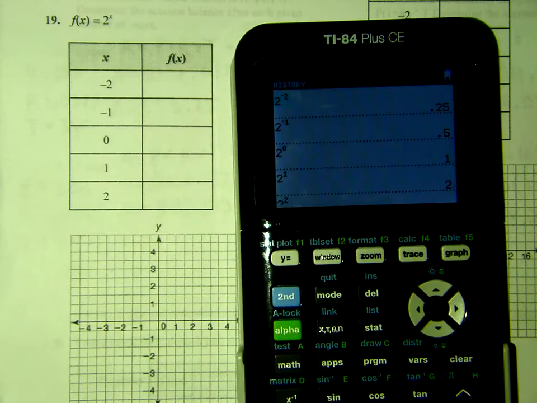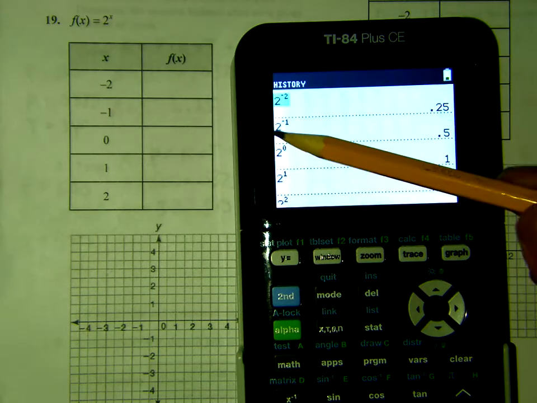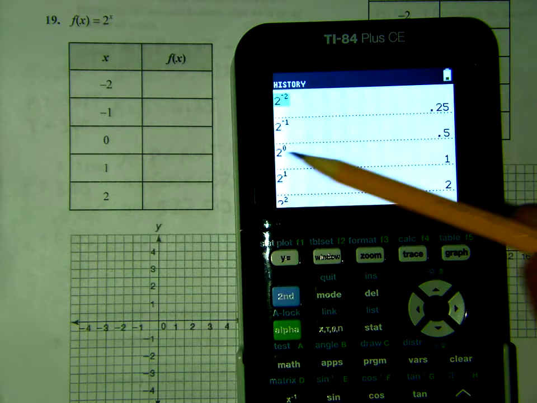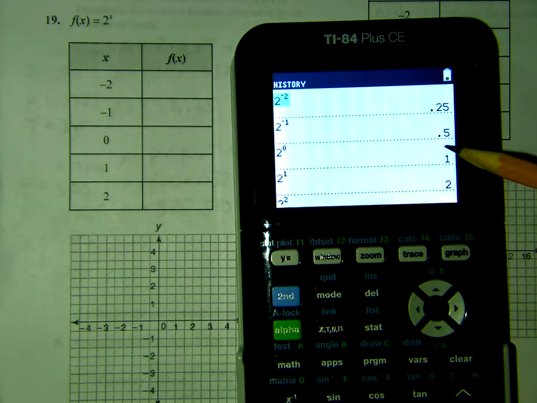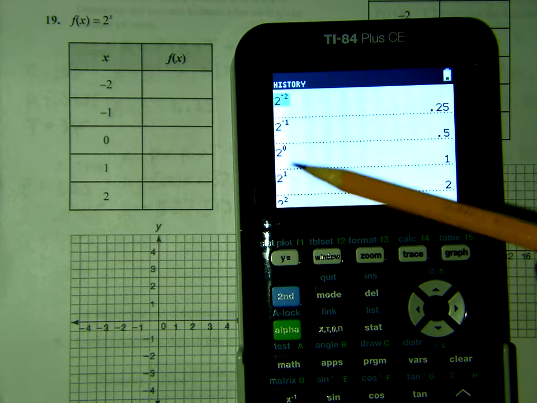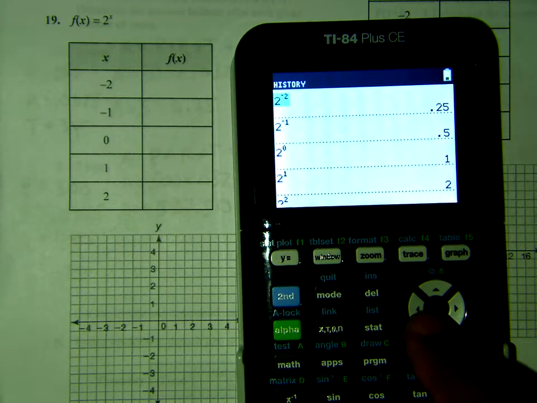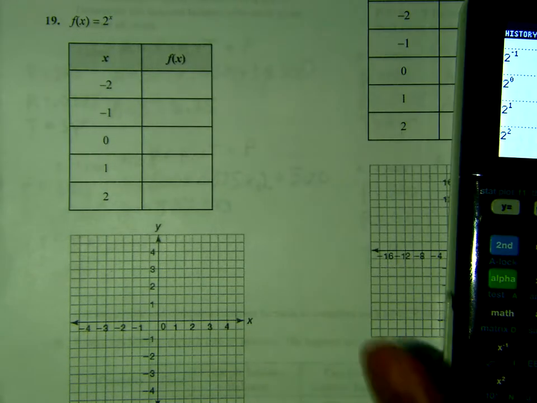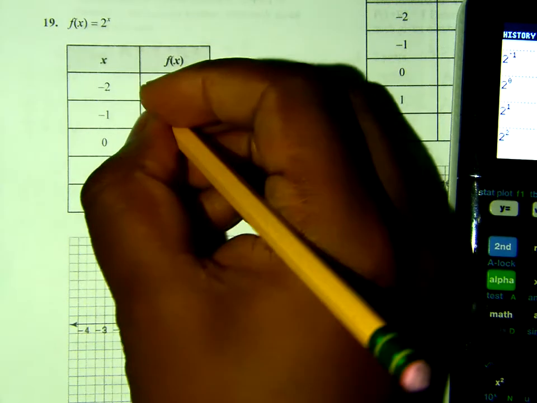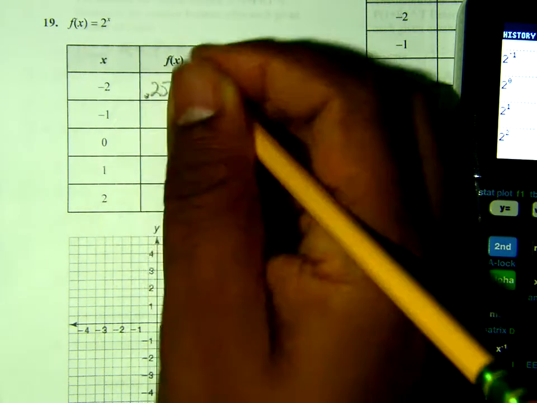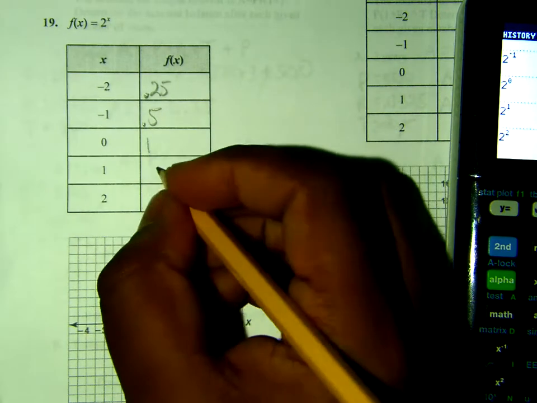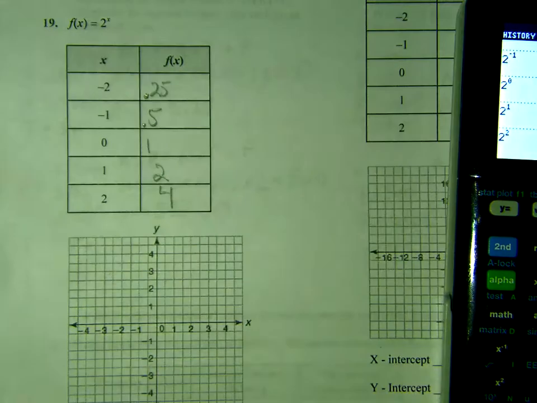So over here on the calculator, I've already typed them in. You'll see how you have 2 to the negative 2 is 0.25, 2 to the negative 1 is 0.5, 2 to the 0 is 1, then 2 to 1 is 2, and 2 squared is 4. So I'm going to write those values in. 0.25, 0.5, 1, and 2, and 4.